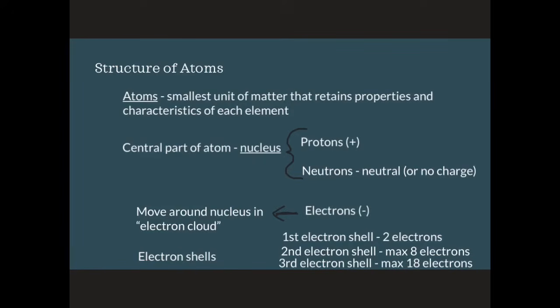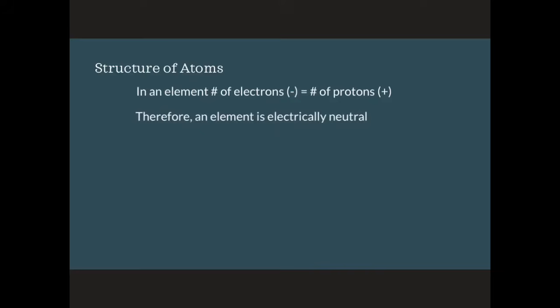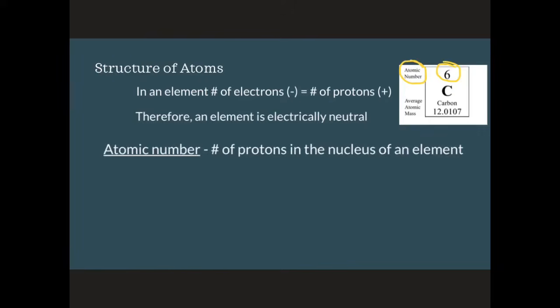The number of electrons in an atom always equals the number of protons. Because electrons are negative and protons are positive, and they always equal each other, they balance out each other's charges and the atom is electrically neutral, meaning that the total charge would be 0. The number of protons that are found in the nucleus of an atom is referred to as the atomic number. That number, the number of protons, makes that element what it is. Therefore, for each element, the number of protons cannot change.